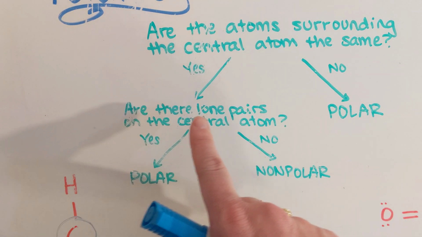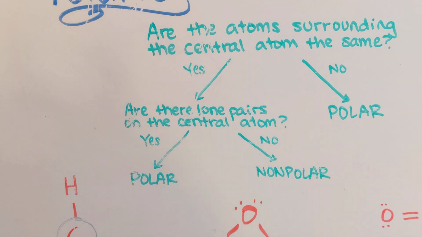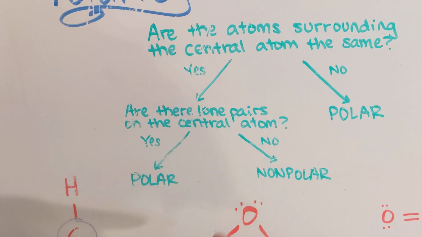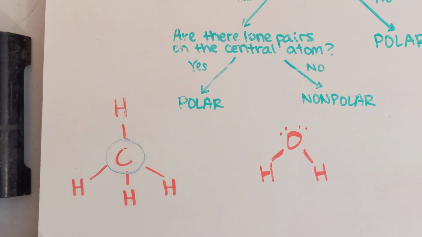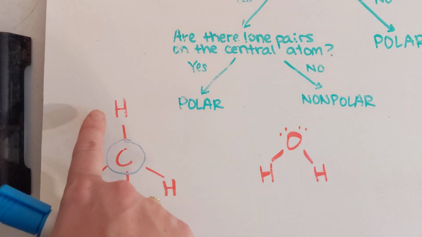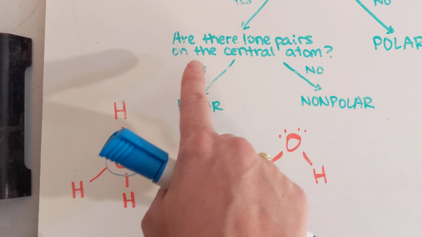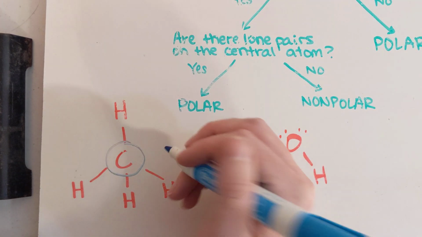So yes. Are there lone pairs on the central atom? What that means is, are there dots on the central atom? Remember when we used to draw them, that just says that I have a pair of electrons that's not being shared. So do I see any dots on the central atom? Any dots here? No. I don't care if there's dots on the outside atom. I only care about the middle one. So no, there are no lone pairs on the central atom. This is nonpolar.